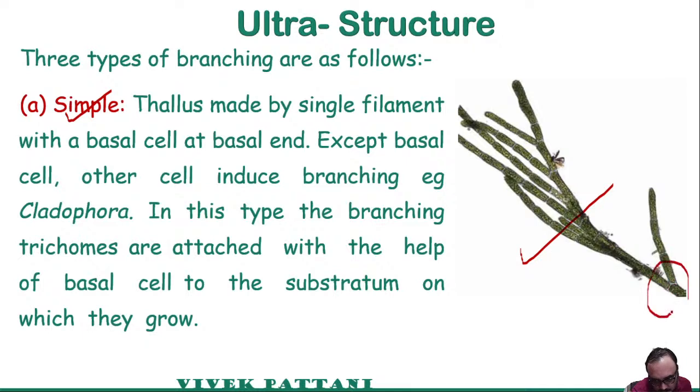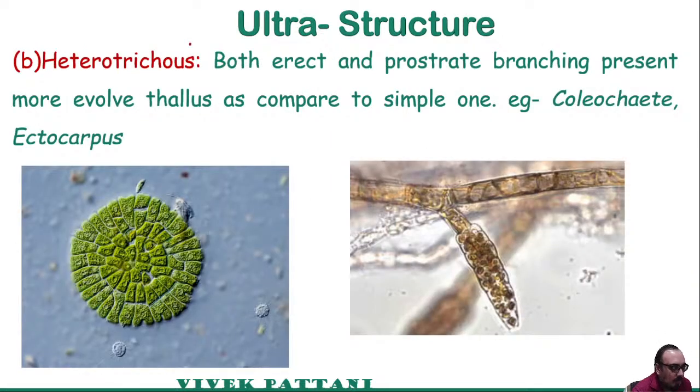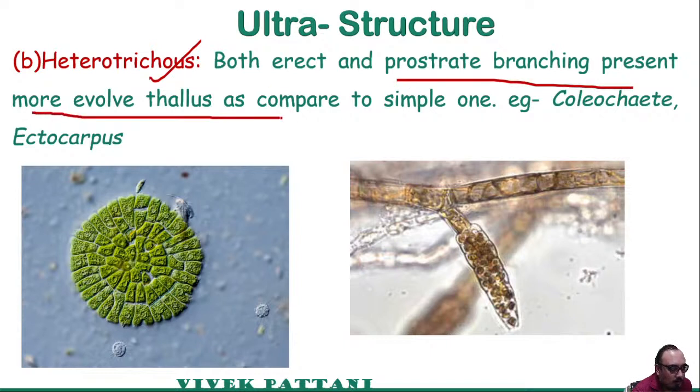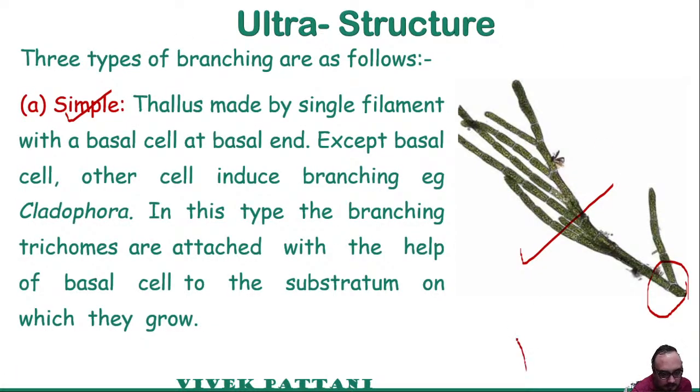This part is going to be attached with the substratum. Now the second one is heterotrichous. Both erect and prostrate branching are present, a more evolved thallus as compared to the simpler ones, which we have seen in the case of simple branching. For example, this one is a filament. These are the simple branches, the simple branching forms.